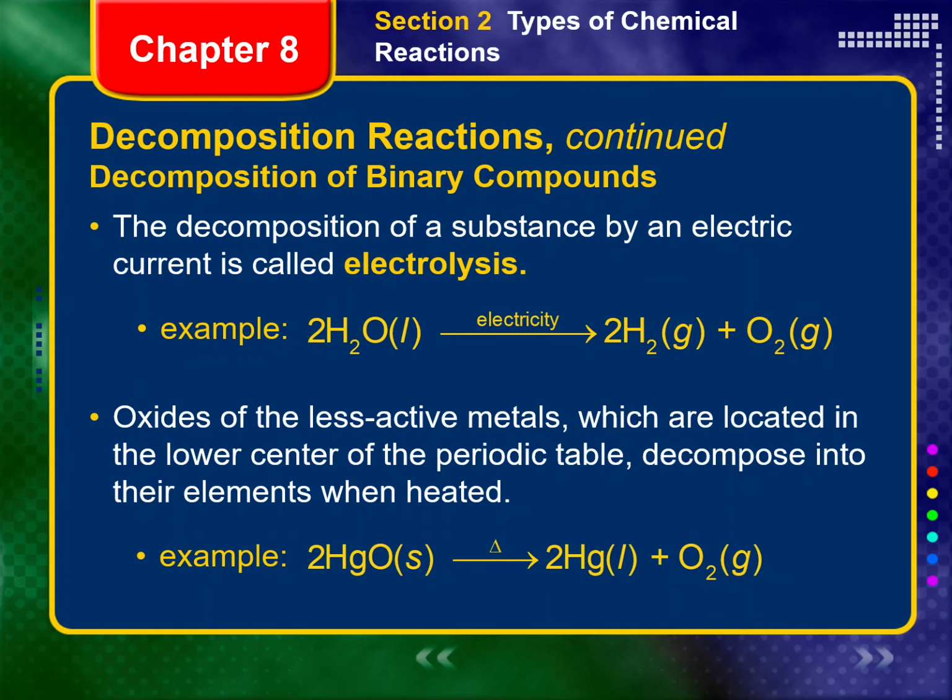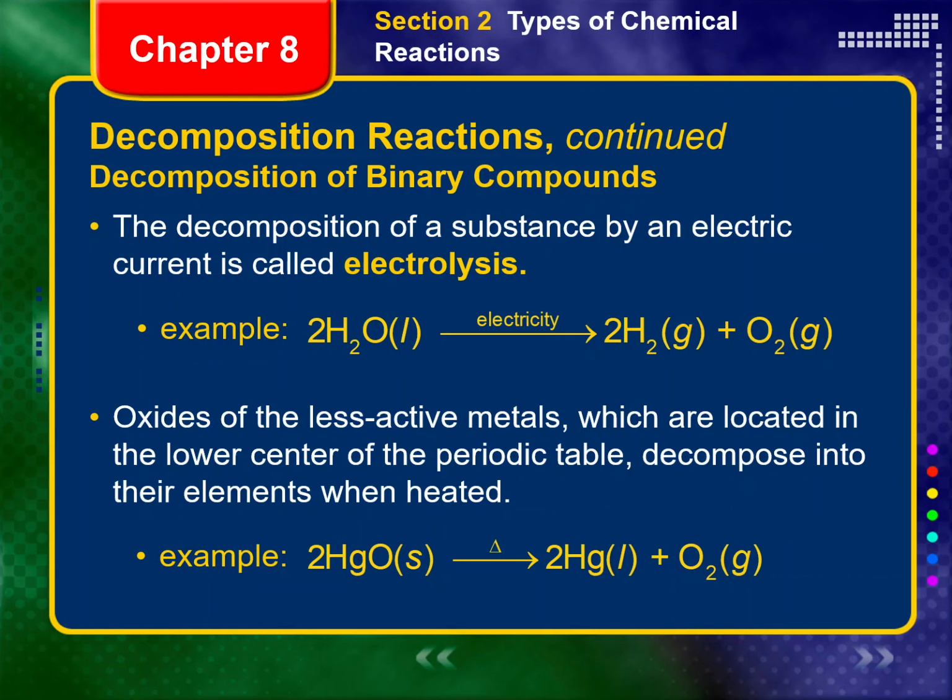The simplest kind of decomposition reaction is the decomposition of a binary compound into its elements. We have already examined one example of a decomposition reaction, which is the passing of an electric current through water as it decomposes the water into its constituent elements, hydrogen and oxygen, according to the equation on the screen here. The decomposition of a substance by an electric current, like the equation on the top of your screen, is called electrolysis. Electrolysis, splitting with electricity.